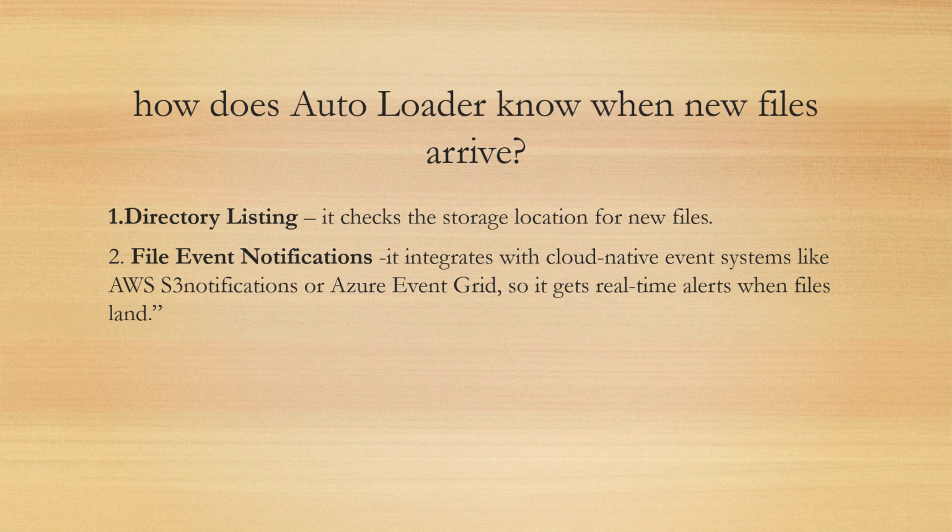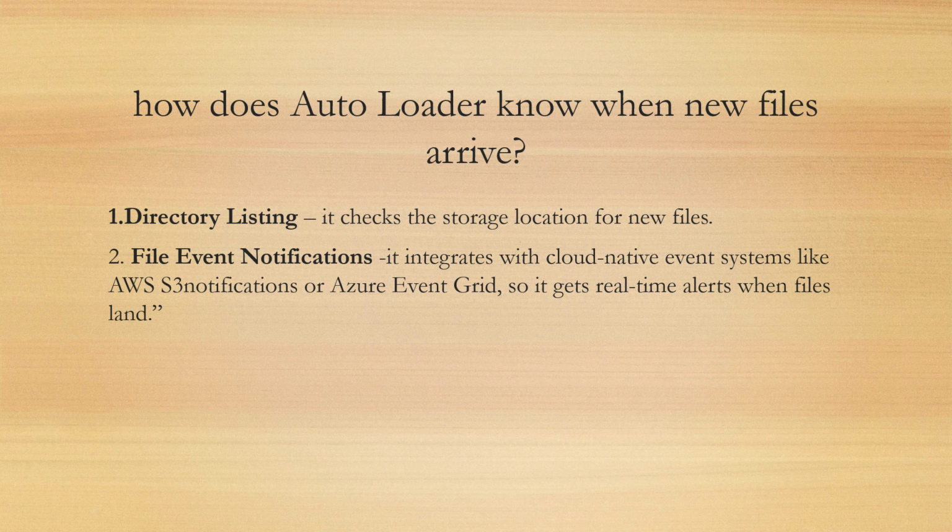You may have a doubt, definitely, because you are all very good and intelligent people: how does Autoloader know when new files arrive? We already discussed checkpoint is one of the main bosses who internally manages all this mechanism. And also we have two methods: one is directory listing and one is file event notification. Basically, in the first method, directory listing, it will scan all the files whenever any new file comes to, for example, our blob container.